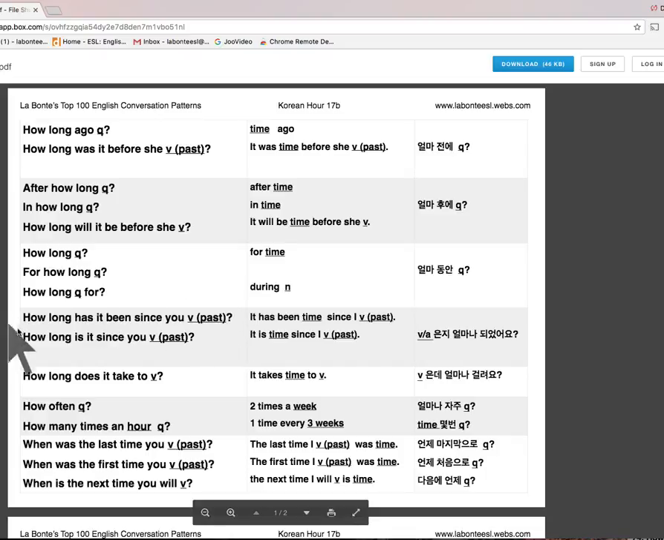A little while ago, I mentioned the freight train going by, this long one here, which is used a great deal. Just have them memorize the answer. It's been time since I verb past. You can even put the past participle here. How long has it been since you met him? It's been 2 years since I met him. Simple. You can use this here too. So how long does it take to do it? If I ask them that, they have to answer, it takes 2 hours to do.